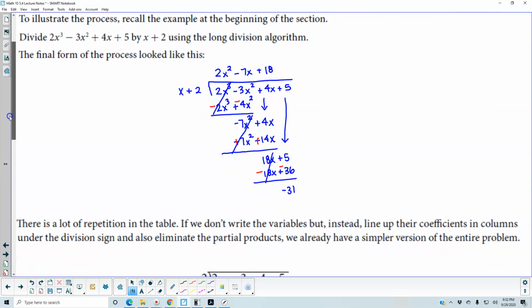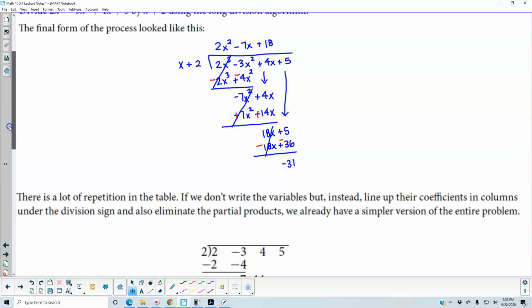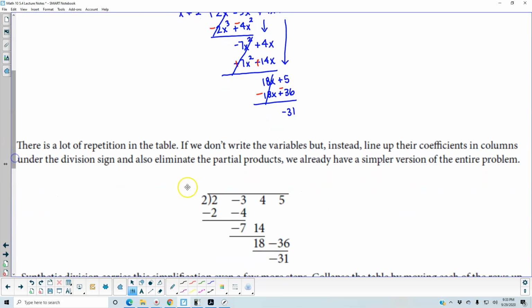Now there's a lot of repetition in the table. If we don't write the variables, but instead line up their coefficients in the columns under the division sign and also eliminate the partial products, we already have a simpler version of the entire problem. So here we write out the number 2. You can see the coefficient is 2 here, the coefficient is negative 3, the coefficient here is 4, and the coefficient is 5. And you can see here we end up getting negative 2 and negative 4, and then we get negative 7, and then 14, and then 18, minus 36, and then negative 31.